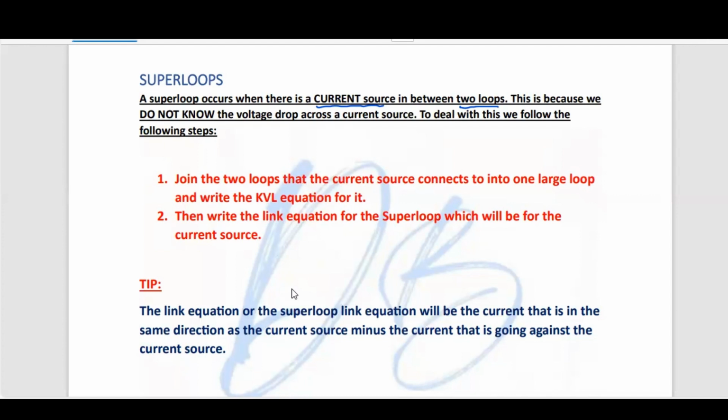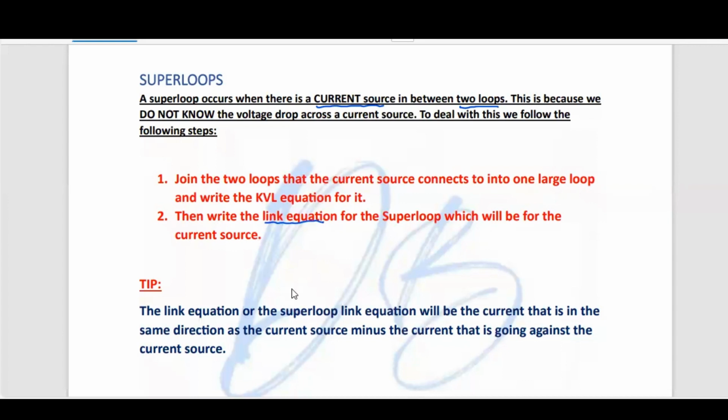Just like the super node. To do that, as you'll see when I do a question, you just join the two loops that the current source connects into one large loop. You're just not going through the current source, you're going through the next loop, as you see in the question. And then as with the super node, you have an extra link equation for it. All right, so let's keep this in mind.